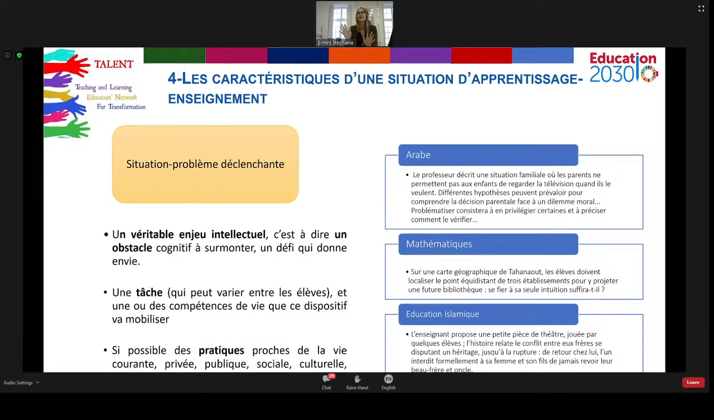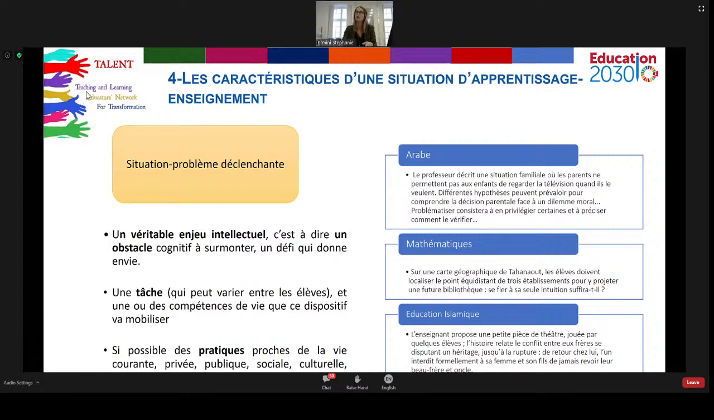Now, I'm going to give you an overview of the various pedagogical strategies that help develop skills. The first step is that the teacher must propose a problem-triggering situation, which should be a major intellectual challenge. Then there should be a task. It could be different depending on the student, and they have to identify one or two skills that this exercise is going to mobilize. And if possible, practices that are close to the private or the professional life of the student must be privileged. And this should all be interesting to the student.